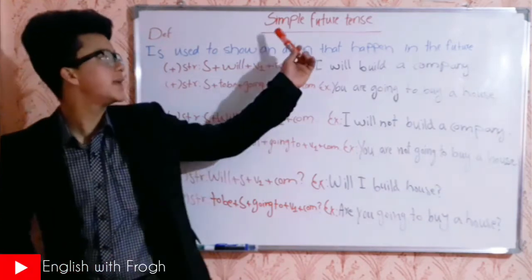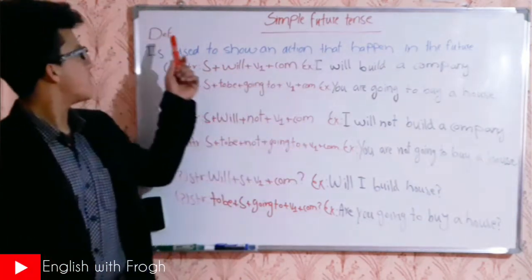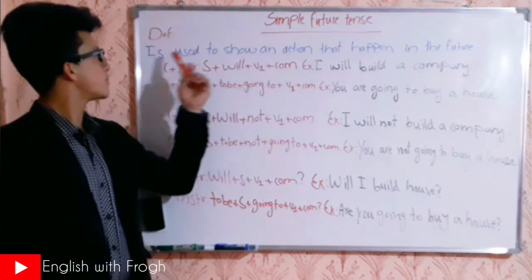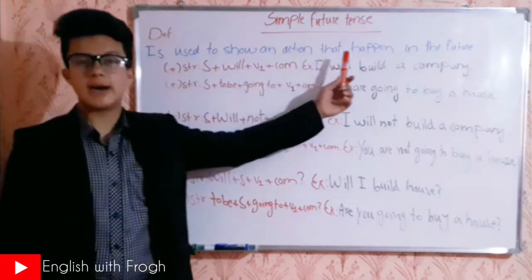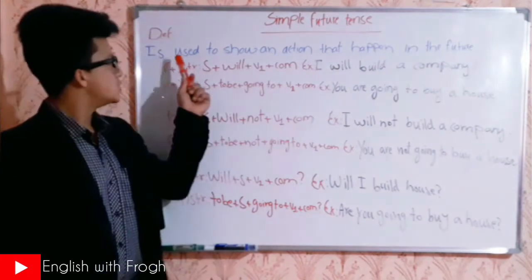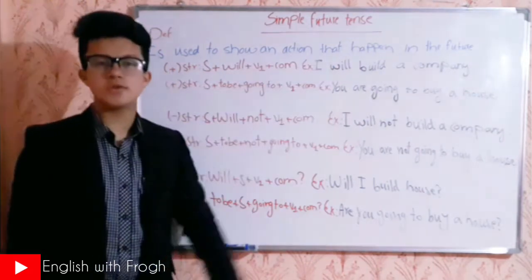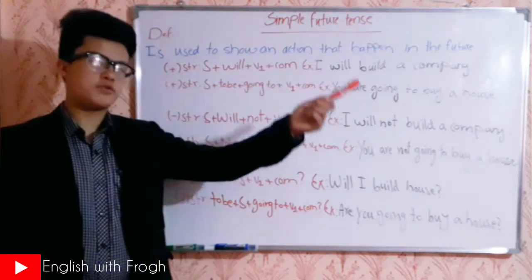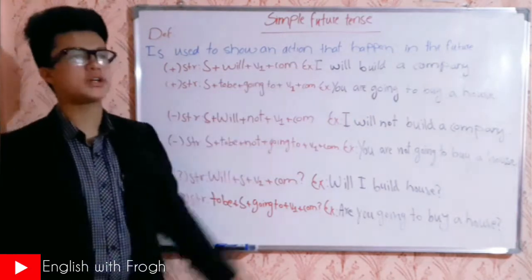Today we are going to study simple future tense. The definition of simple future tense is that it is used to show an action that will happen in the future. When an action happens in the future, that's called simple future tense.